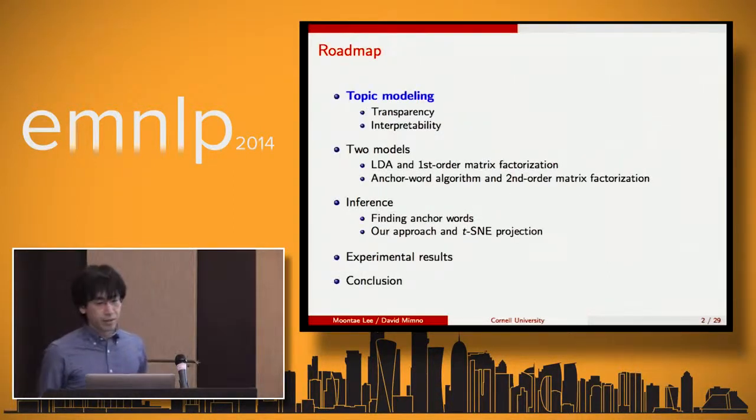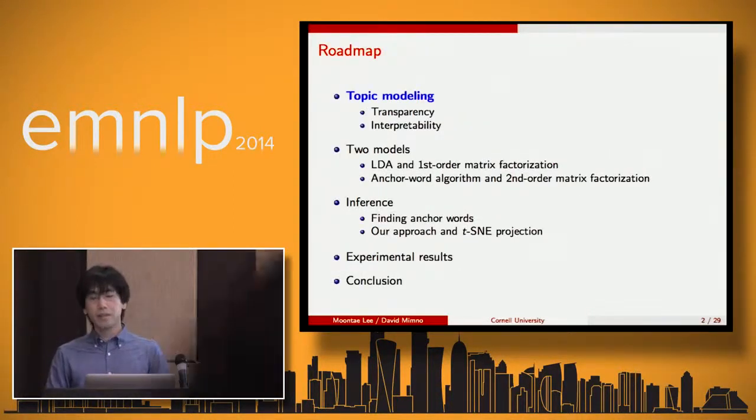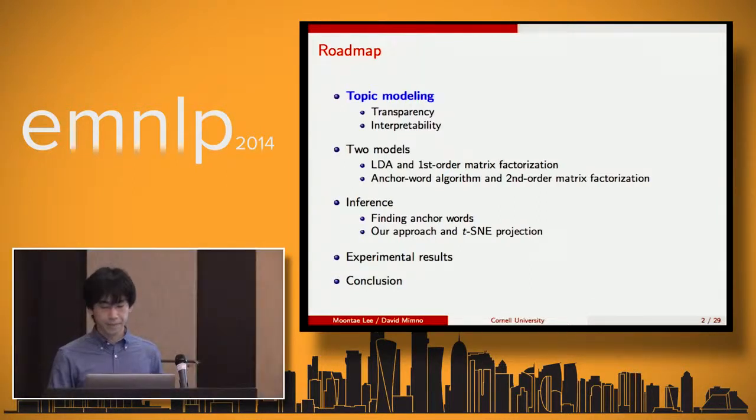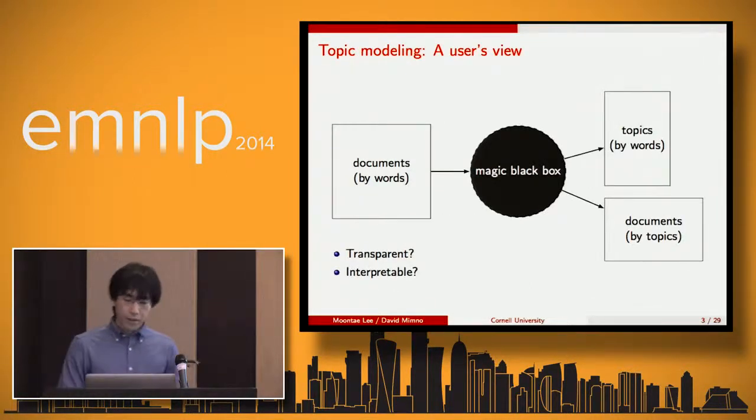So two key ingredients of today's presentation are transparency and interpretability. This figure illustrates a user's view of the topic model. If we input raw documents in terms of words, with the number of topics, then there's a certain magic black box which does the inference and outputs topics in terms of words and documents in terms of topics. And this process is not transparent due to this magic black box, and hard to interpret.